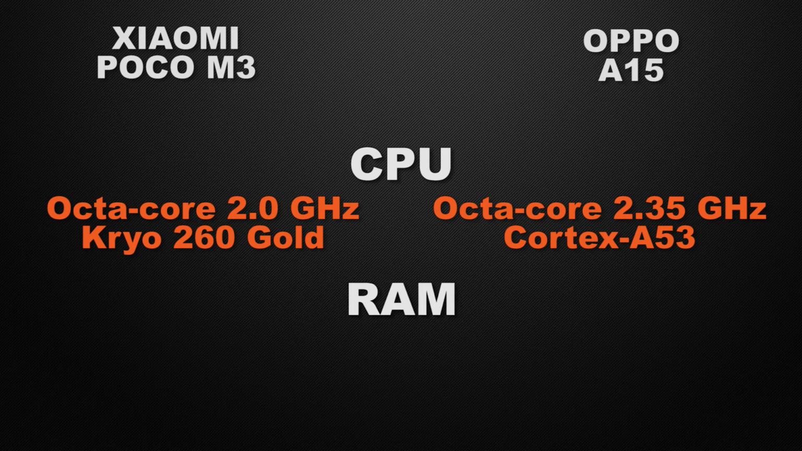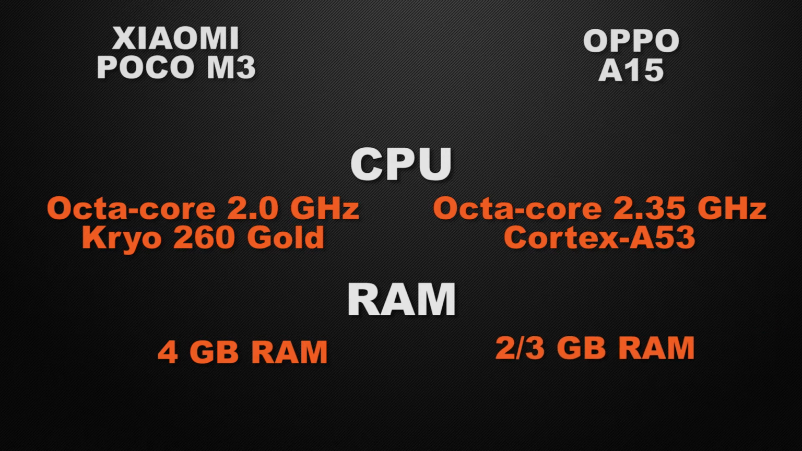And about the RAM variants of the devices, Poco M3 has a 4GB RAM option. On the other hand, A15 has 2 and 3GB RAM options. So the winner here is M3 because of higher capacity of RAM.